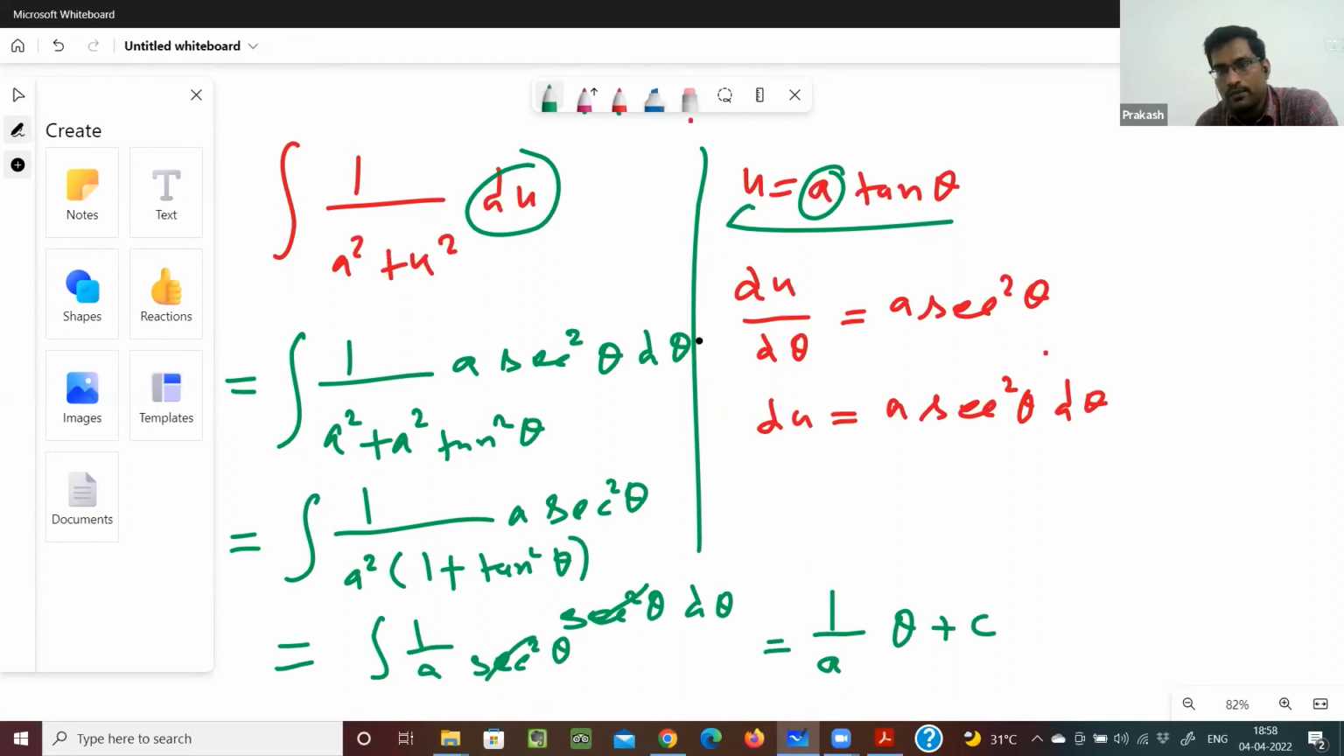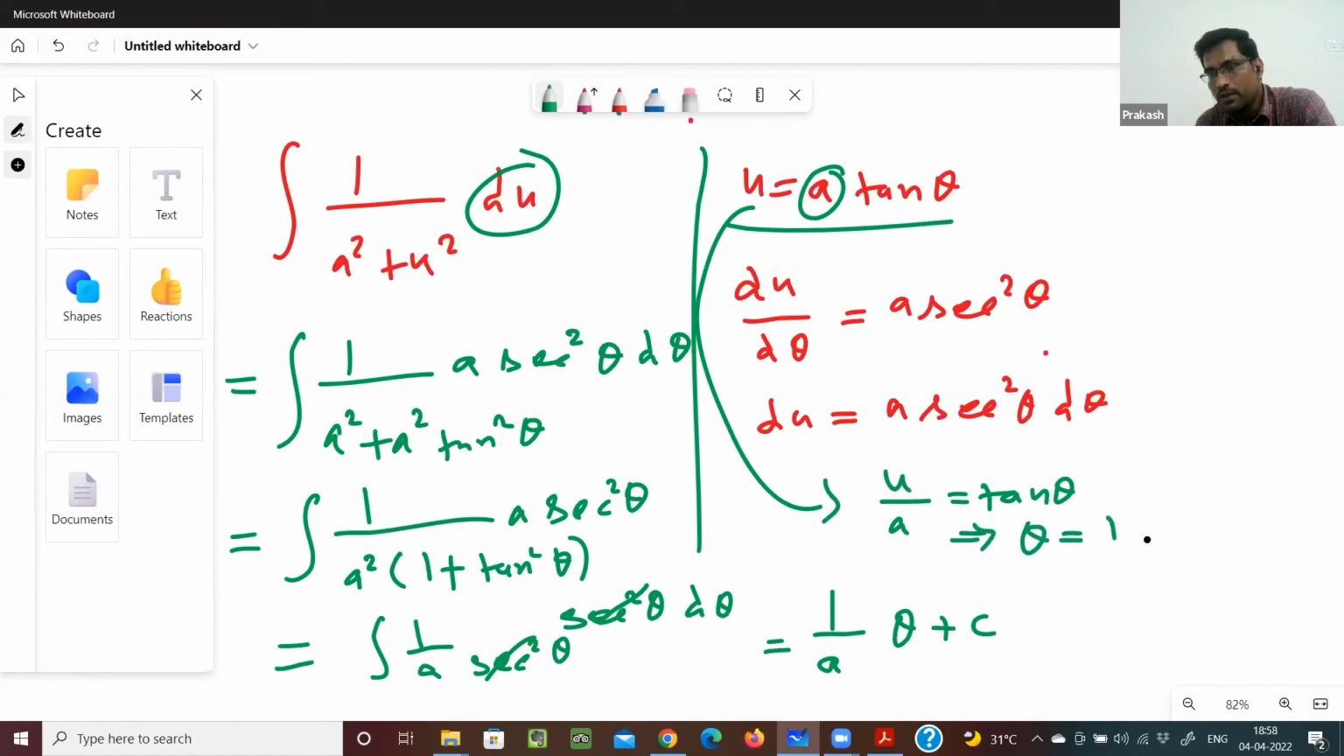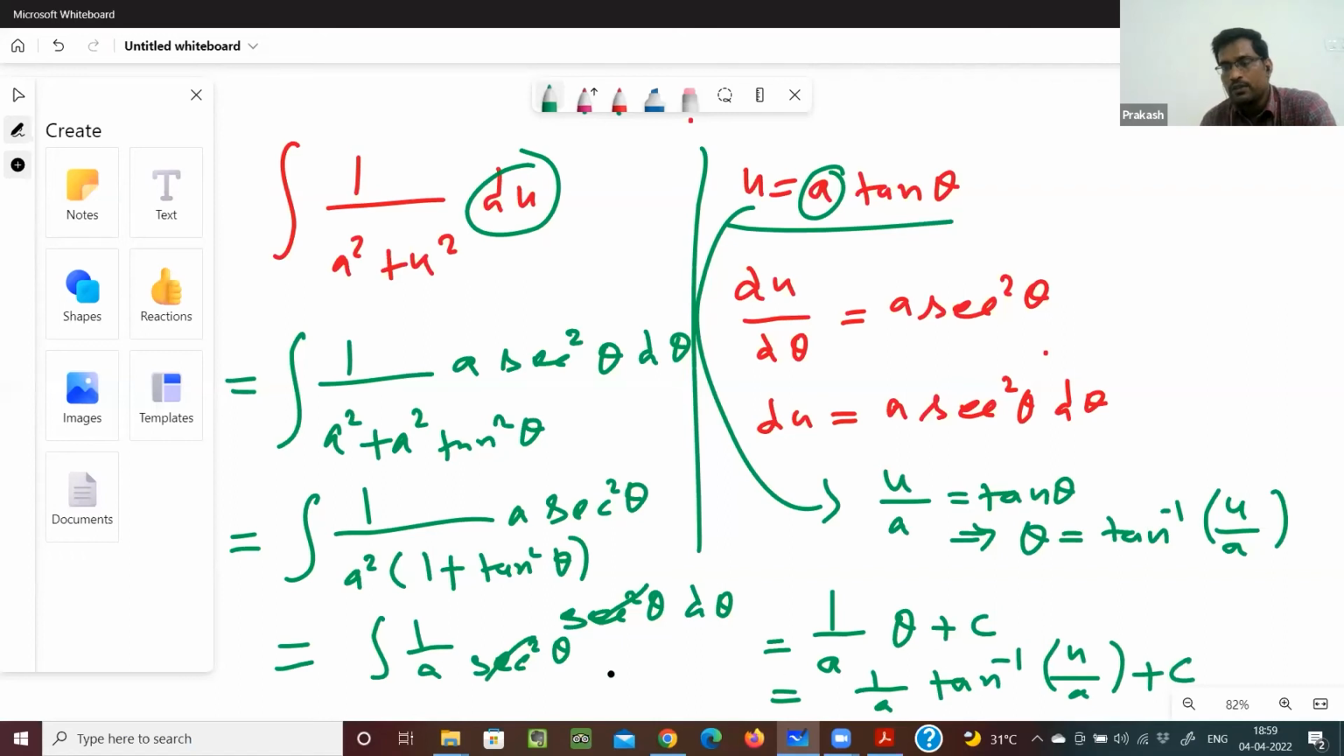But from this we will get, u by a equal to tan theta. So this gives theta equal to tan inverse of u by a. Then we can substitute here: 1 by a into tan inverse of u by a plus c. So for this type of integral, if you use the trigonometry identities, then we will easily get the answer. Otherwise, it's difficult to find the answer.